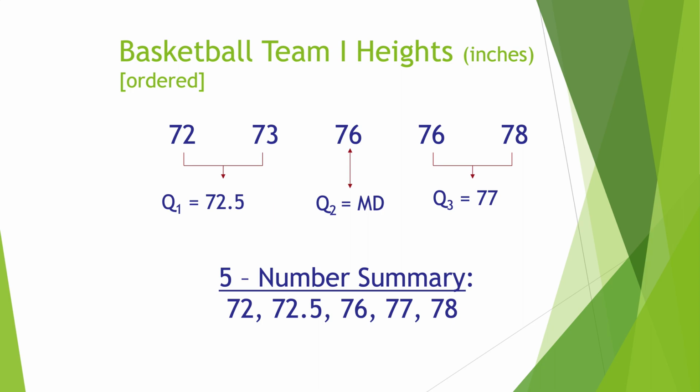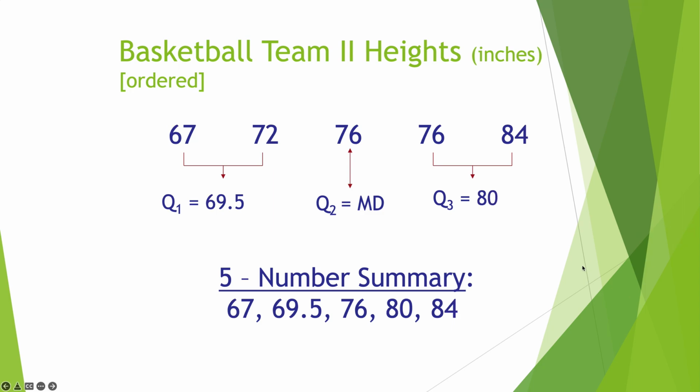So you can do this on the graphing calculator. Again, you go to stat edit, put all of the data in list 1, then you go to stat calc, you do one variable stats, you hit enter and keep scrolling down, and then you'll see minimum, quartile 1, median, quartile 3, and maximum. Now we do it with the second group of numbers.